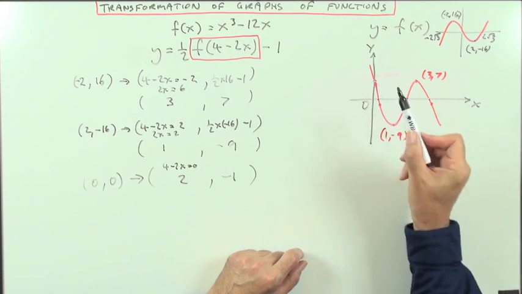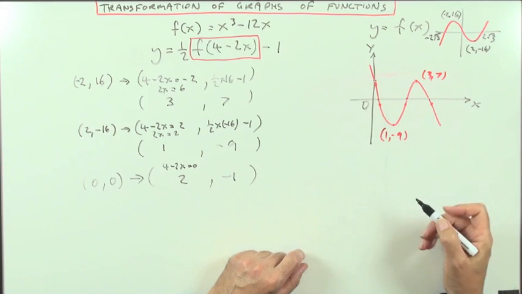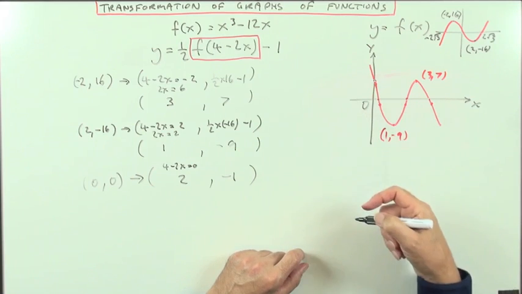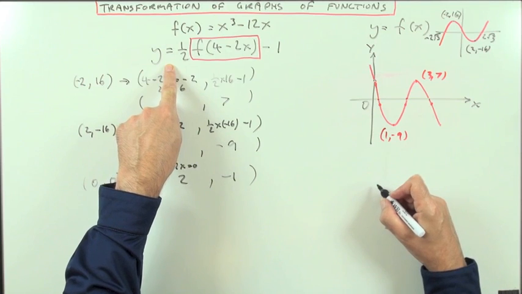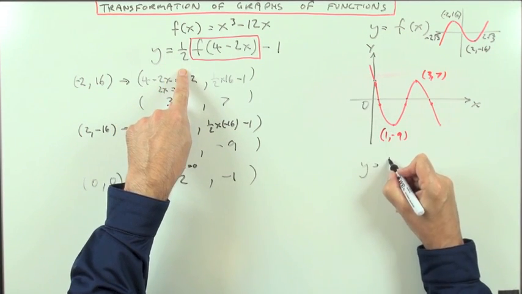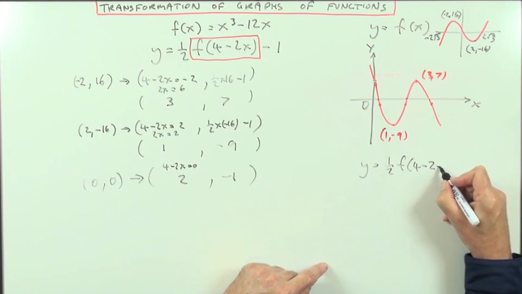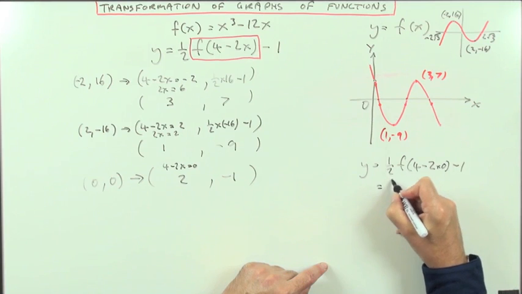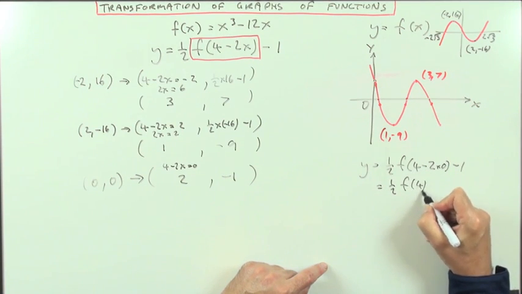I could get that one. That's not too bad, to find where the new graph cuts the y-axis, because that cuts the y-axis at the new x when x is 0. So I could do that quite quickly. I could work out the new y-coordinate of where it cuts the y-axis by just doing half of f of 4 minus 2 times, and just put 0 into that, minus 1. So that's half of f of 4 take away nothing, which is 4, so f of 4, minus 1.